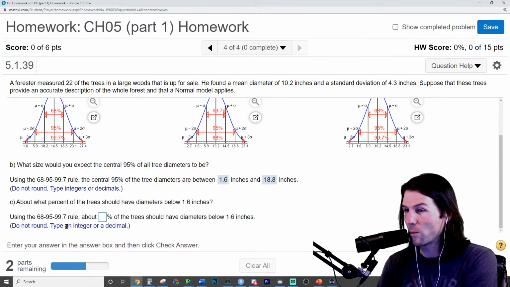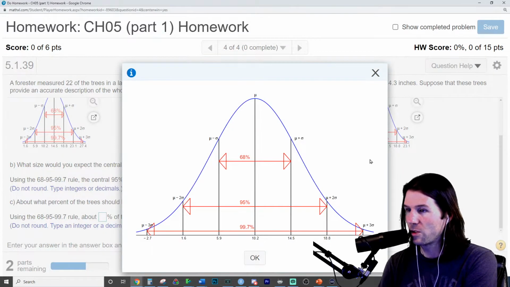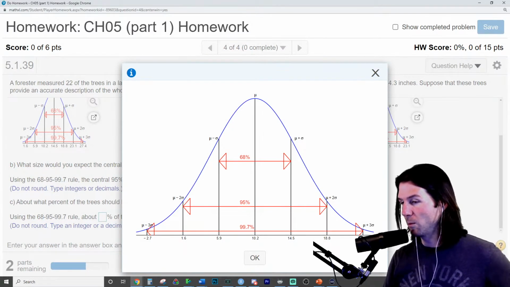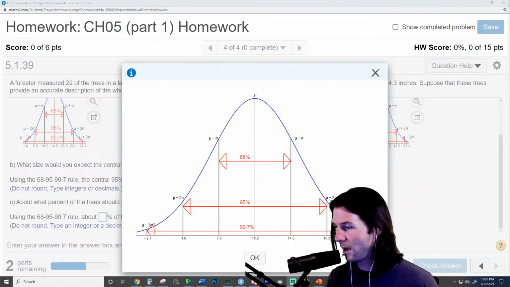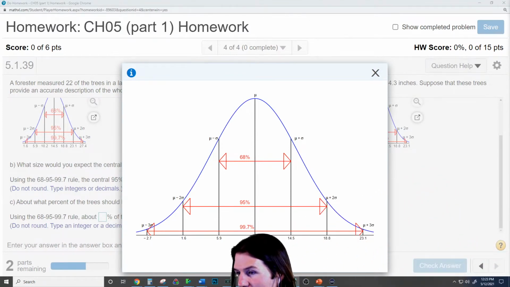Using the 68, 95, 99% rule, what percentage of trees should have diameters below 1.6? Okay, let's do the inside-outside trick. You ready? I need to move my camera for this. Maybe I can set this up for tomorrow. Okay. Yeah, good question right there.